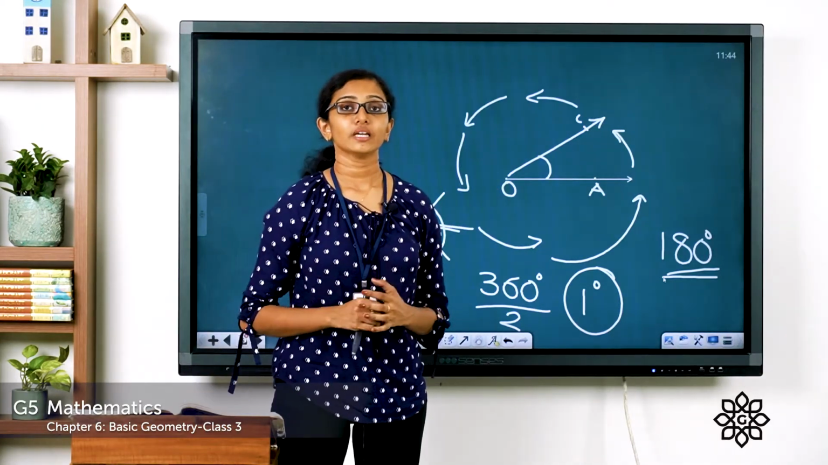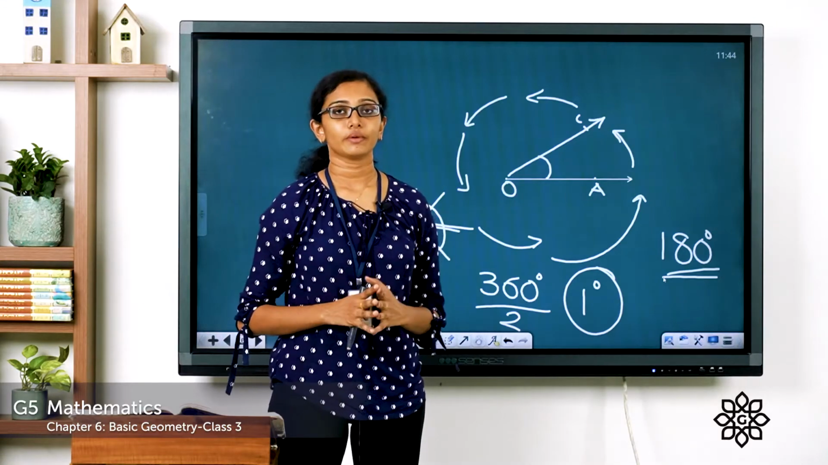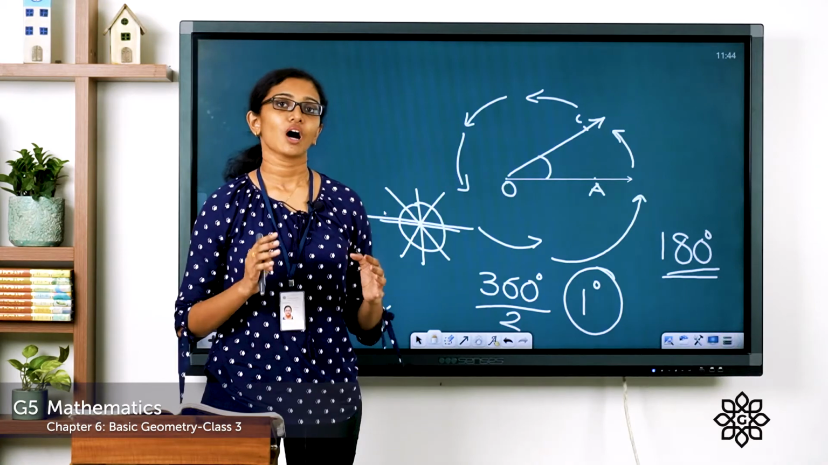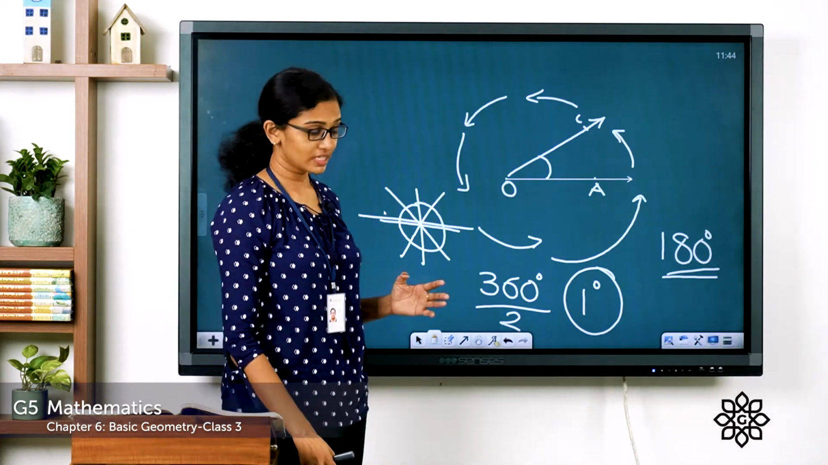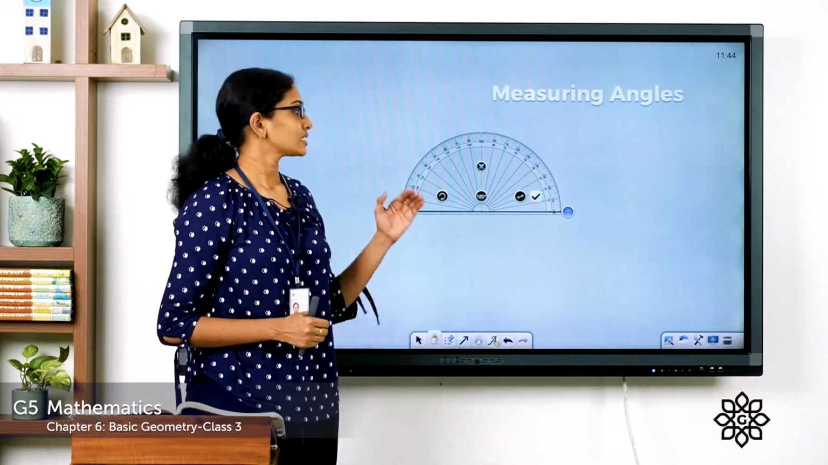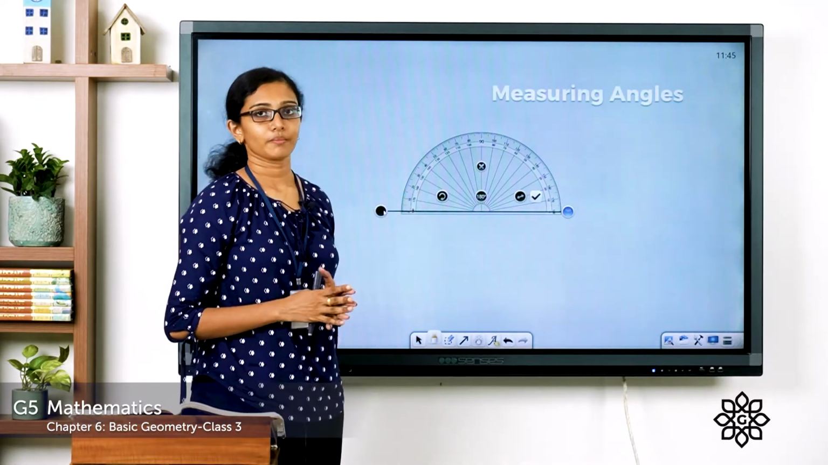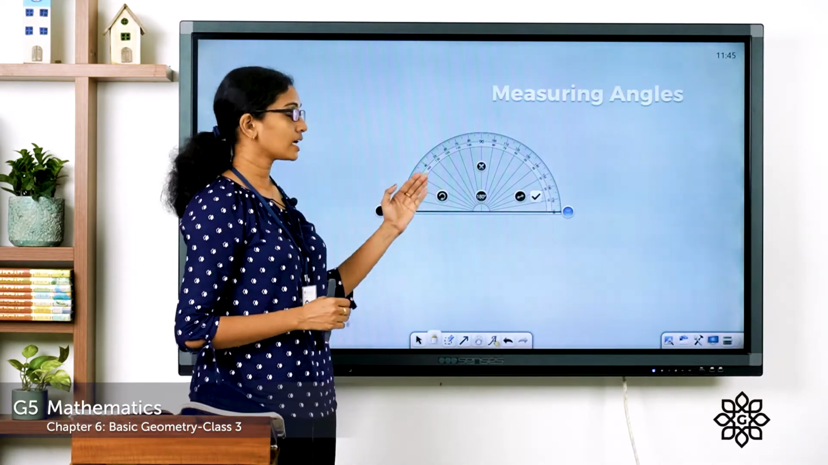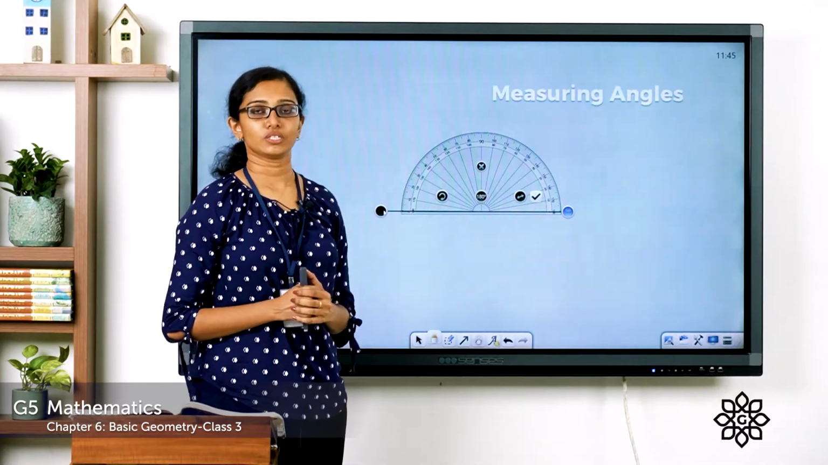Now, we'll see with which instrument we can measure an angle. I hope all of you are ready with your geometry box. Open your geometry box and you see an instrument like this. This is called the protractor. This is the instrument that we use to measure angles. See the shape of it? It is semicircular in shape.